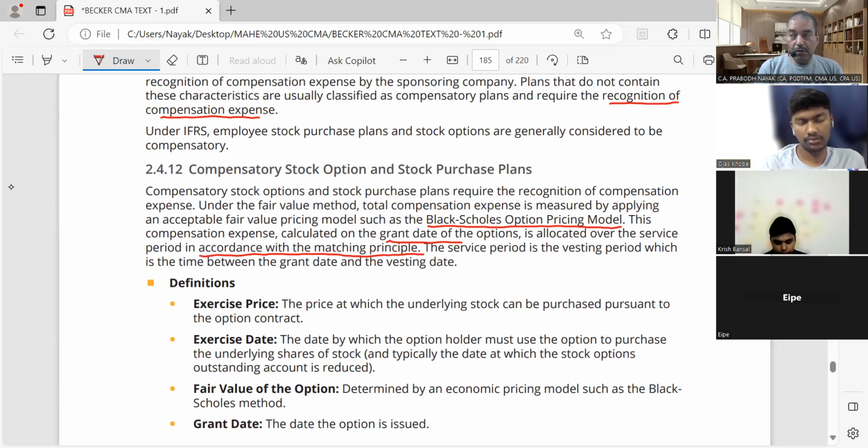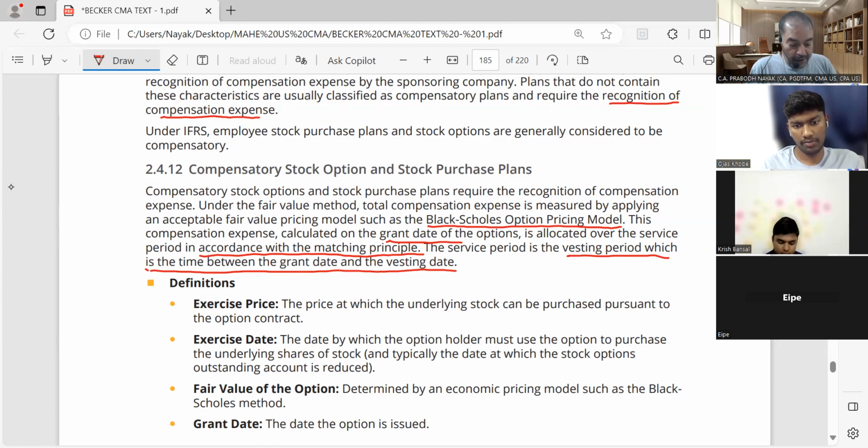Because, just as I told you, all of a sudden you cannot show that employees have gained the target of the profit that we had desired and set for them in the 5th year. Because they have not gained it in the 5th year, they have gained it over a period of 5 years. So you will have to show that, okay, for the work of the employees, we are rewarding them. It is like a bonus to them. So there is a compensation that is payable to the employees. That compensation is to be shown on a year-to-year basis. Okay. So the service period is the vesting period, which is the time gap between the grant date and the vesting.